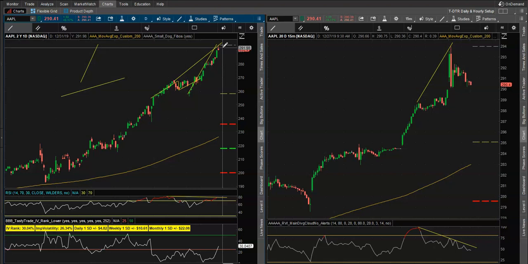So we have multiple things showing us that this is probably more than likely ripe for a potential short. Now, this is not trade recommendations. I don't know when you'll be watching this video. But just so you understand, this is more on training of how to analyze stocks.